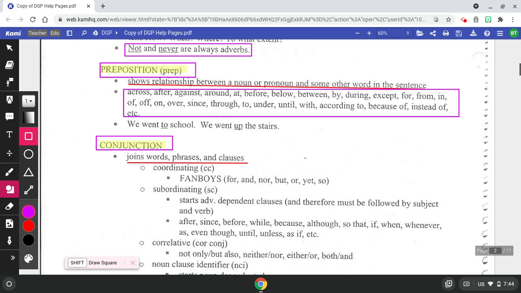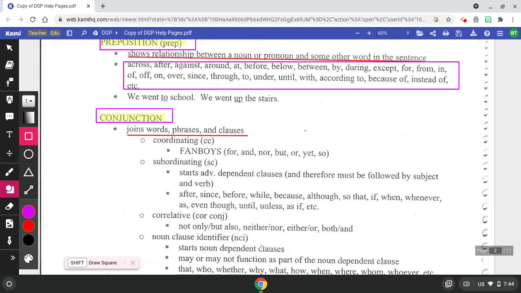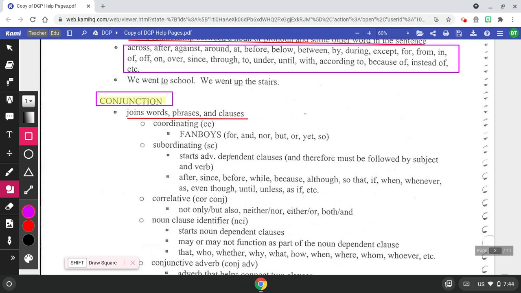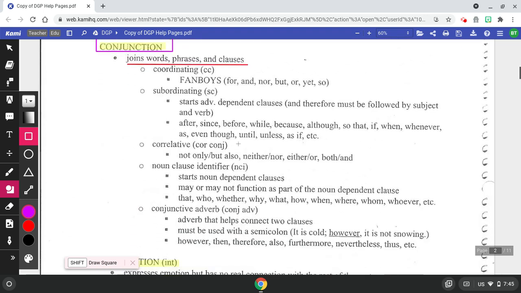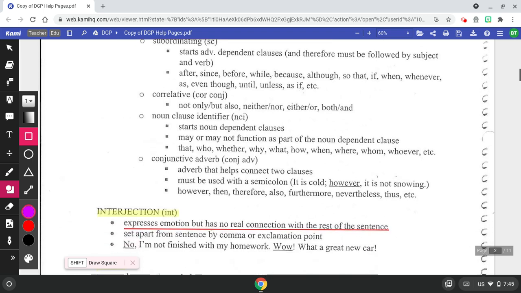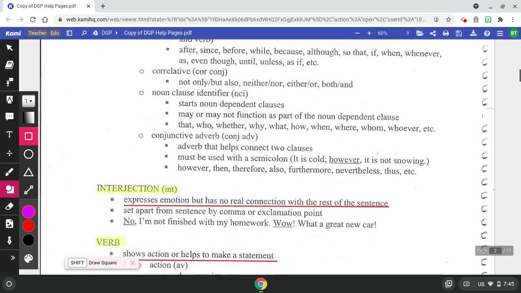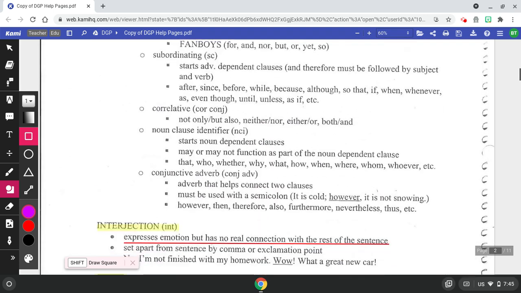So if you see any of these conjunctions in your sentence, you can go ahead and label them by the type they are. We have coordinating conjunctions, subordinating conjunctions, correlative conjunctions, noun clause identifiers, and conjunctive adverbs, okay? So you use what's in the parentheses next to the type to label it if you see it in your sentence. Moving on.